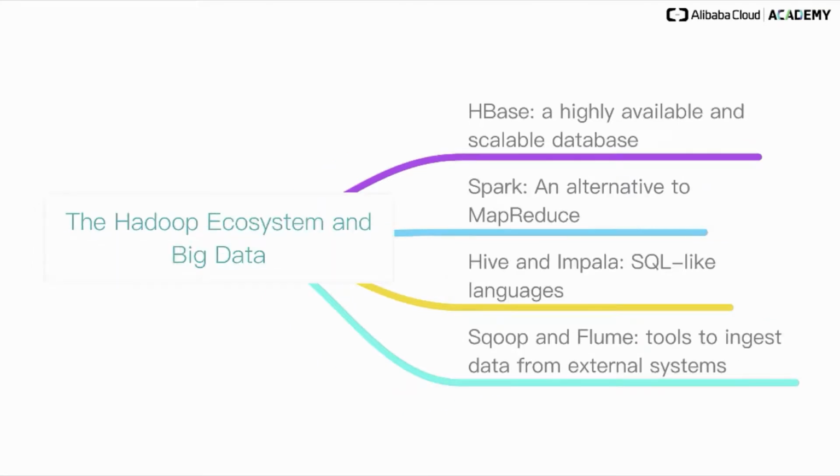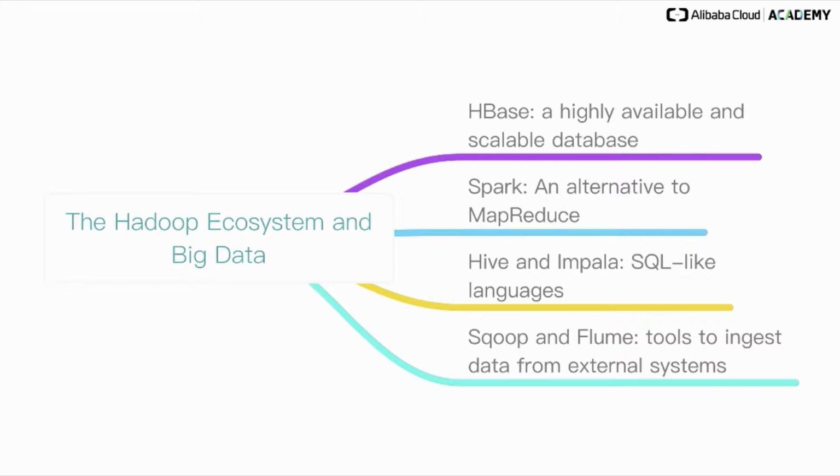Now let's talk about how the ecosystem projects help handle big data. Some other projects add functionality to core Hadoop, like HBase, Spark, Hive and Impala, Sqoop, and Flume. HBase is a highly available and scalable database. It provides very large throughput to handle a massive user base and can store massive amounts of data. There may be GB, TB, or even PB of data in a table.